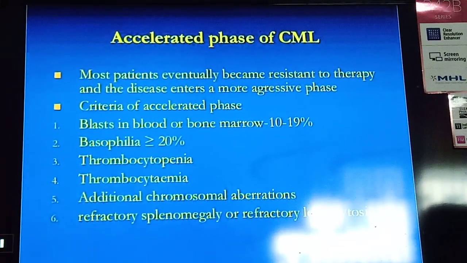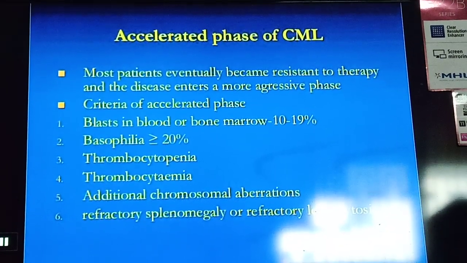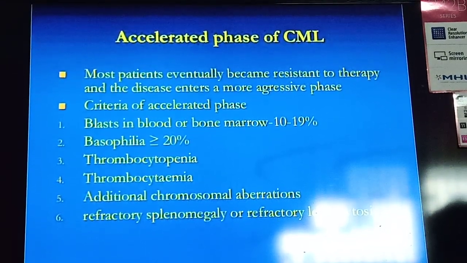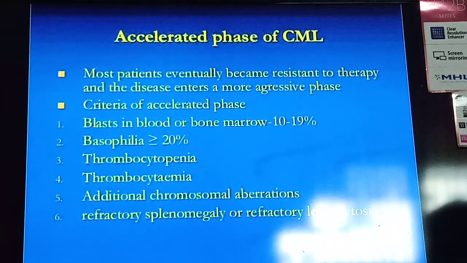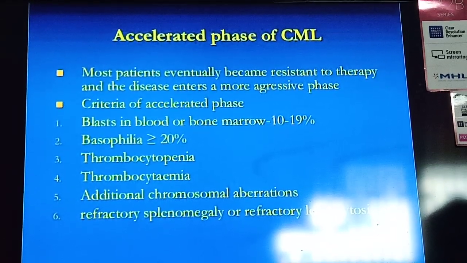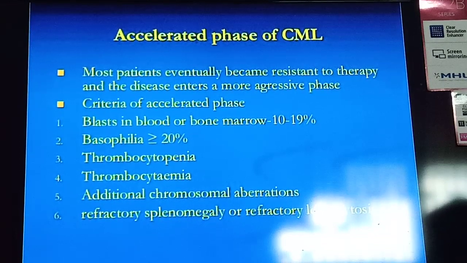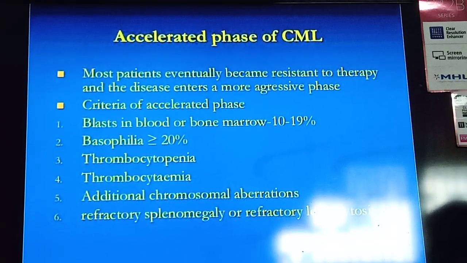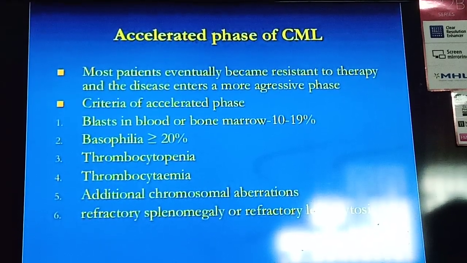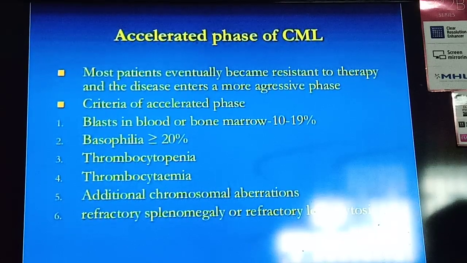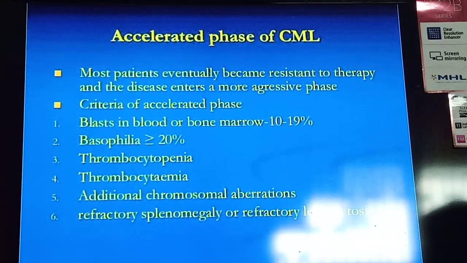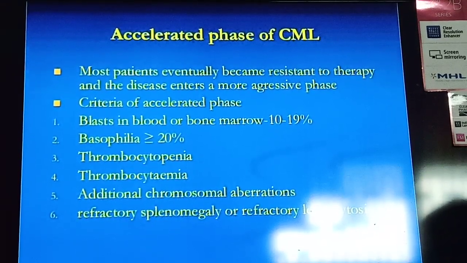In the accelerated phase of CML, most patients eventually become resistant to the therapy, and the disease enters a more aggressive phase. The criteria for diagnosis of the accelerated phase are blasts in the blood and bone marrow of usually 10 to 19%. Sorry, in the chronic phase the blast is usually less than 10%, and basophilia is more than 20%. There may be thrombocytopenia or thrombocythemia, meaning thrombocytosis, additional chromosomal translocation may occur, and refractory splenomegaly or refractory leukocytosis may occur.